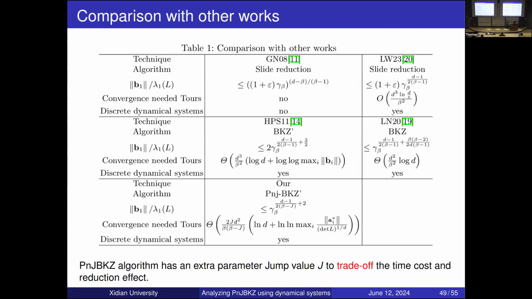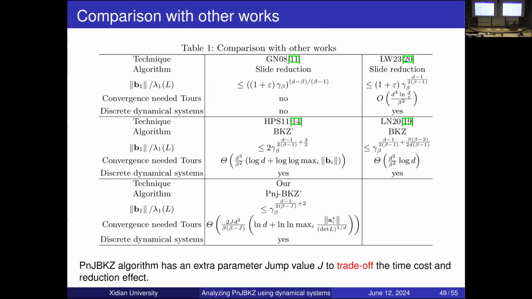Then we compare with others' work. We give the first theoretical estimation of PNG-BKZ by using a dynamic system, of course based on the assumption that the pump outputs an educated reduced basis.